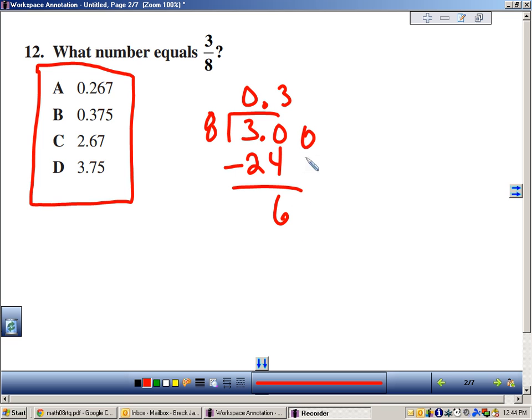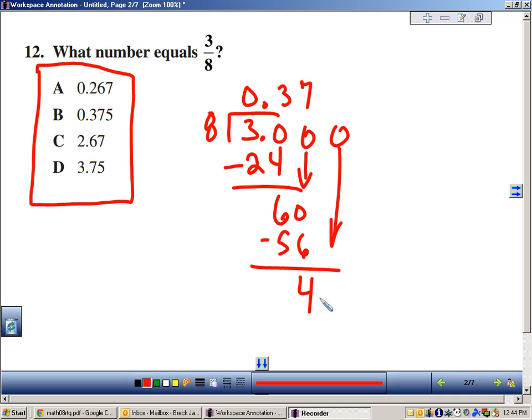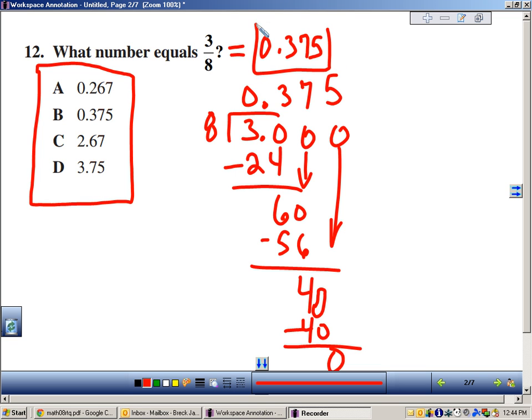Since 8 doesn't fit into 6, we need to add another 0. 8 does fit into 60, 7 times. 8 times 7 is 56. And as you did before, 8 does not fit into 4, bring down a 0. 8 does fit into 40, 5 times. And you stop because you get a remainder of 0. And so what we're saying is that 3/8 is 375 thousandths, which is the next question.